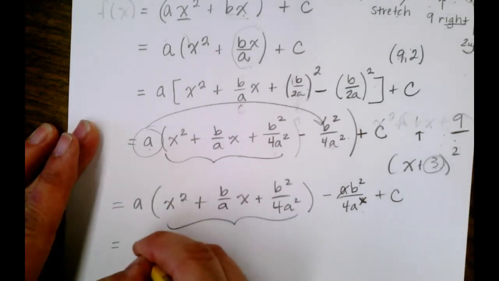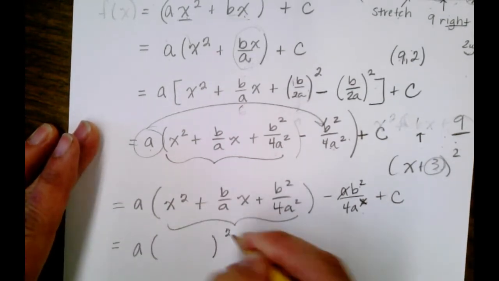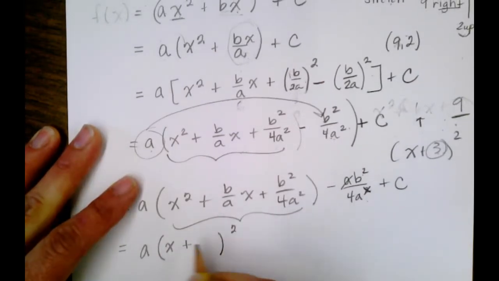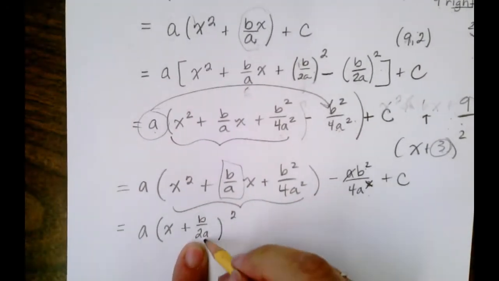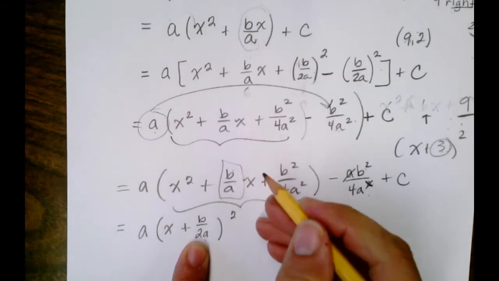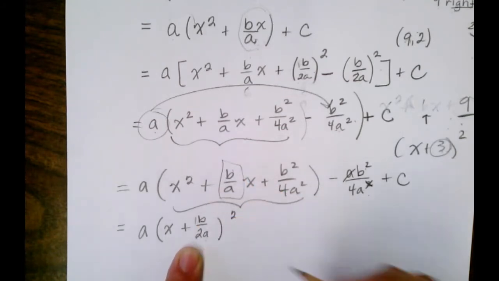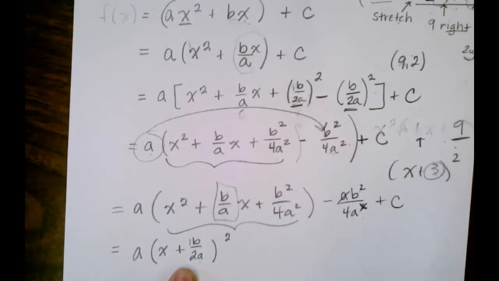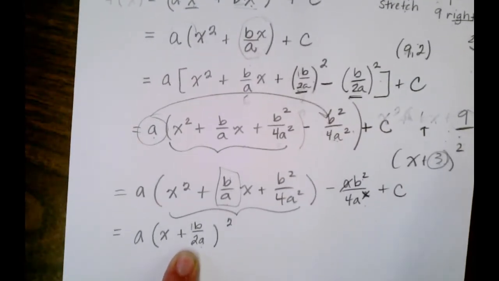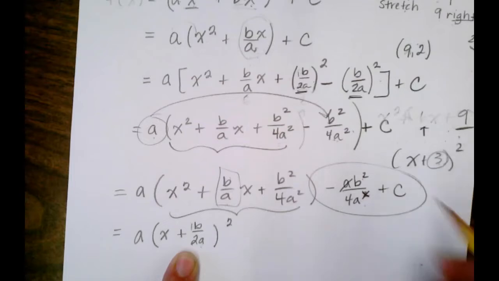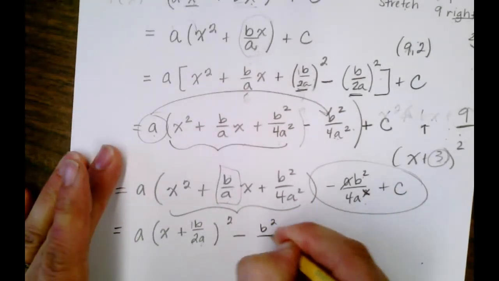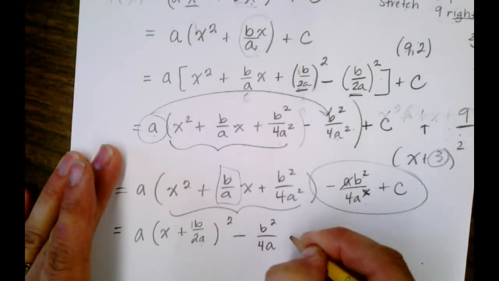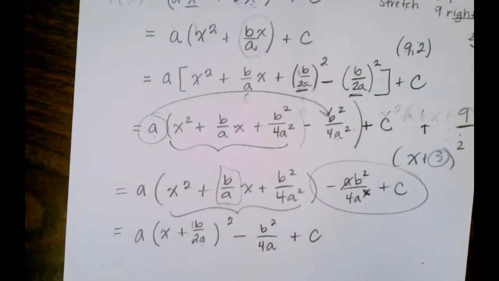And I can factor this. This is a perfect square, so it's x plus b over 2a. Remember, it has to be half of this. So b over 2a is half of this, because it's b over a times a half. Remember, that's my half. That's that number I used up here when I was completing the square. Okay, and then I'm left out here with a minus b squared over 4a plus c.